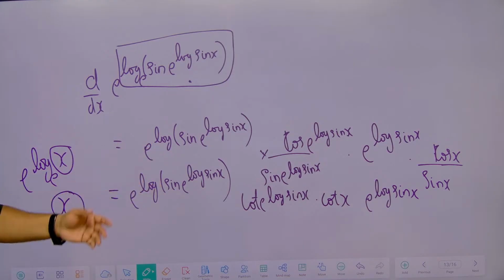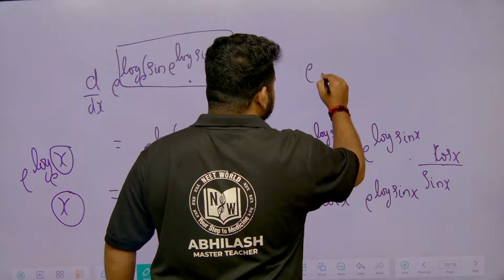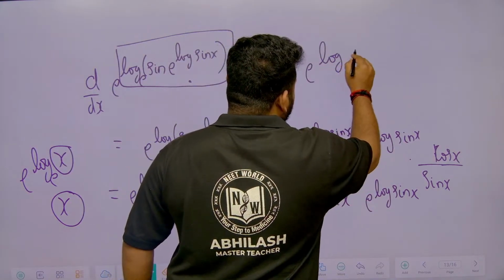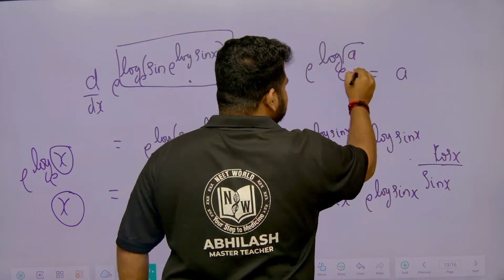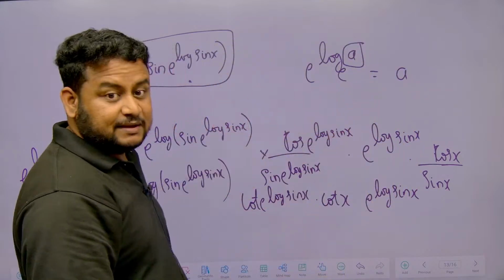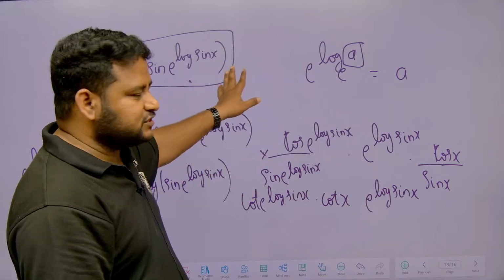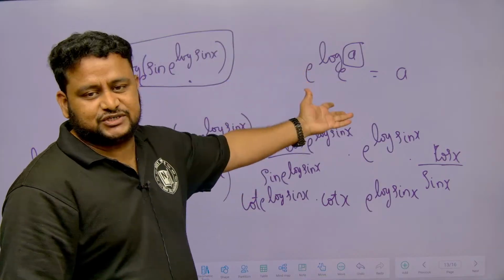But another property I am telling is, if you are having something like e power log a to the base e, the answer will be only a. Whatever is inside the log, you write it as it is. That will be the answer. Without differentiation, I am telling what the answer will be. After that, you differentiate.